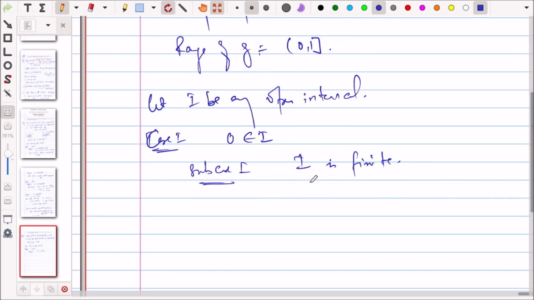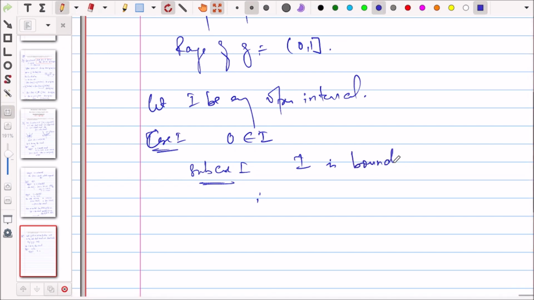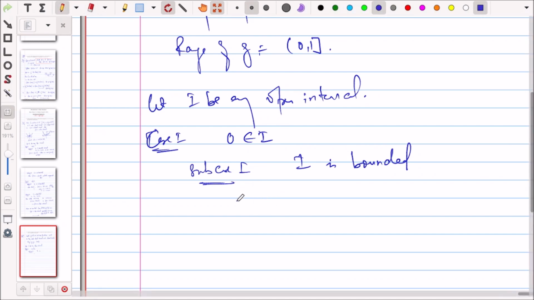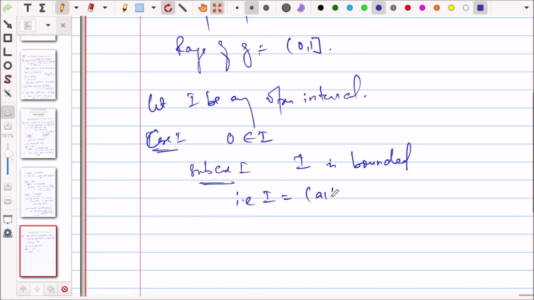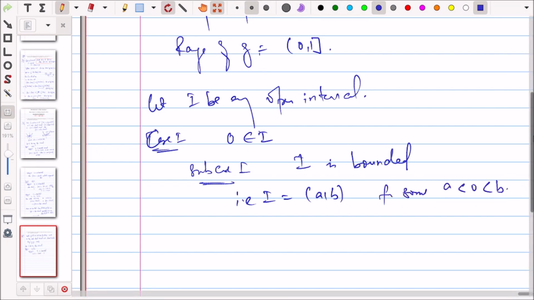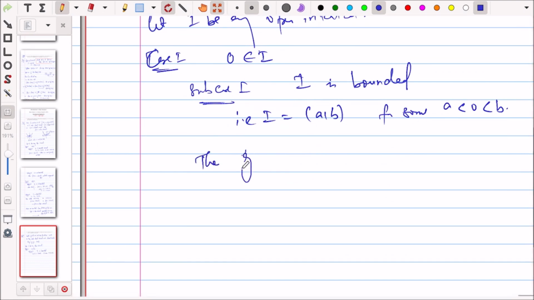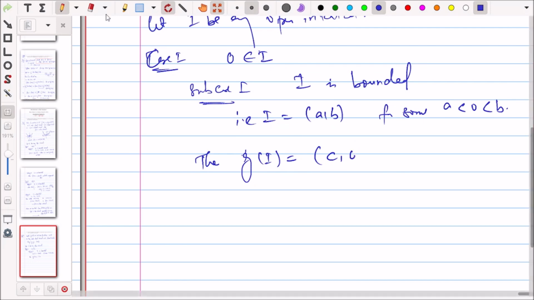So I is bounded, not finite. This implies that I is equal to (a, b) for some a less than 0 less than b. Then g of I is nothing but, because 0 is in this interval, 1 is attained. g of 0 is equal to 1.